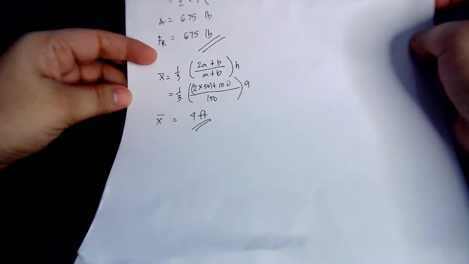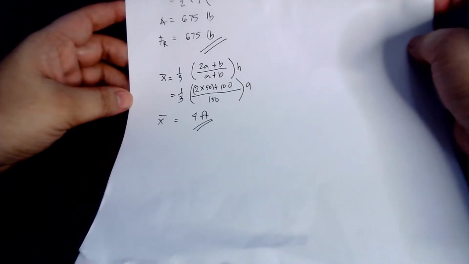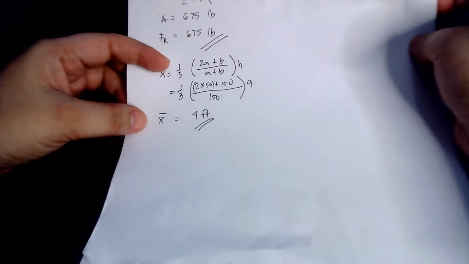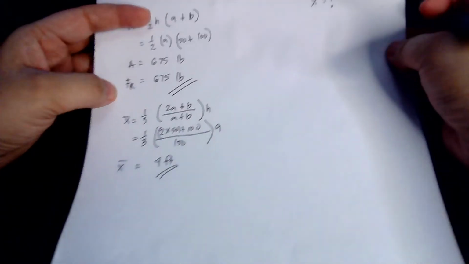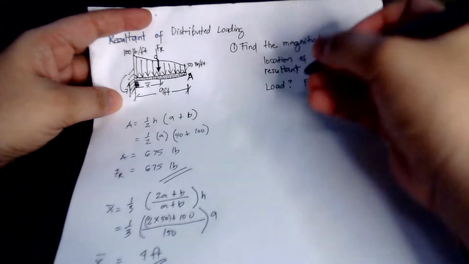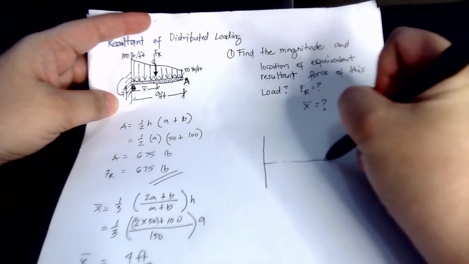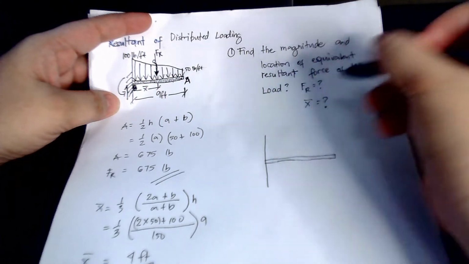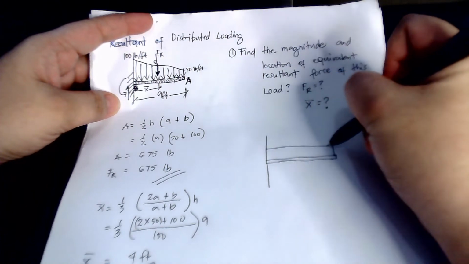So that's it. That is the shortest way to solve this problem, and it works if you know the area of the trapezoid and the location of its centroid. But the normal way of solving this problem is that you take its composite loading. So you will have this one.